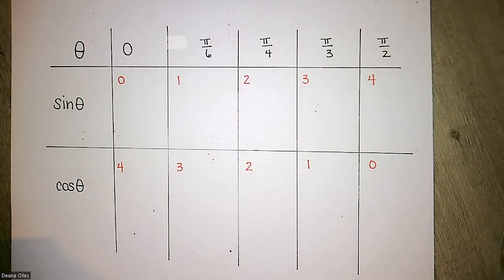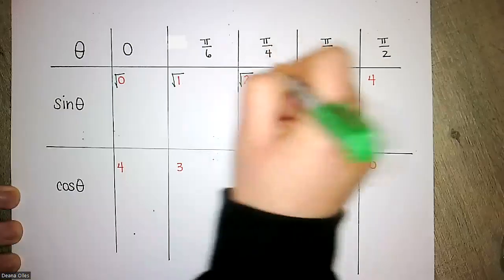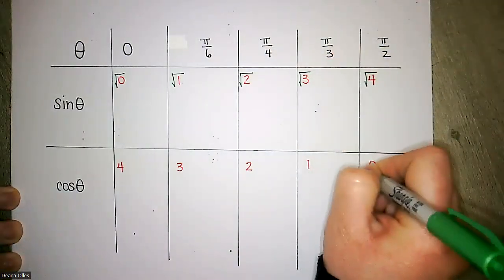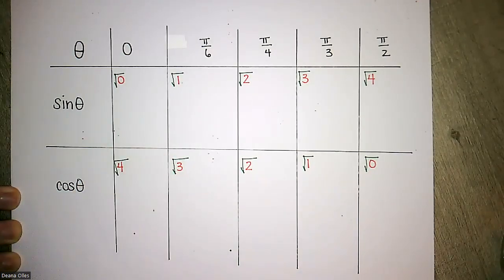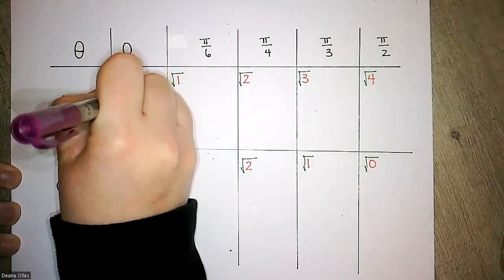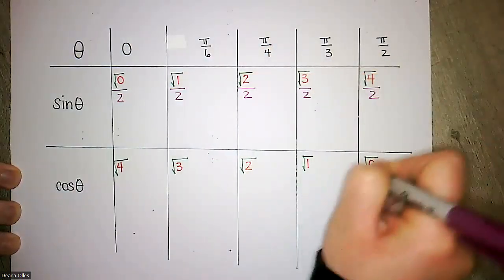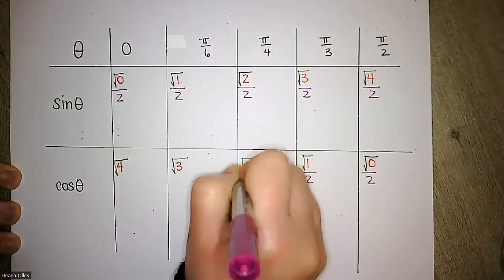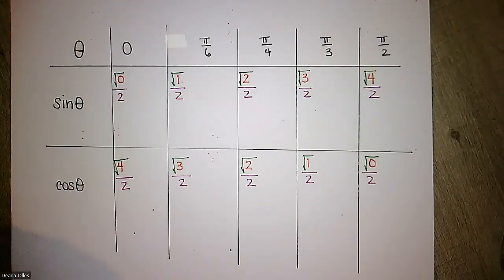All right. And then, and I'll show you the connection of this to the unit circle in just a moment, we're going to go in and take the square root of each of those numbers. Everything in the table gets square rooted. All right, and then the third thing you're going to do is divide each of those results by 2. So everything gets divided by 2. And then we're just going to simplify them.